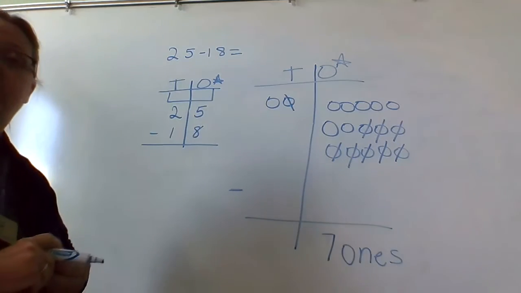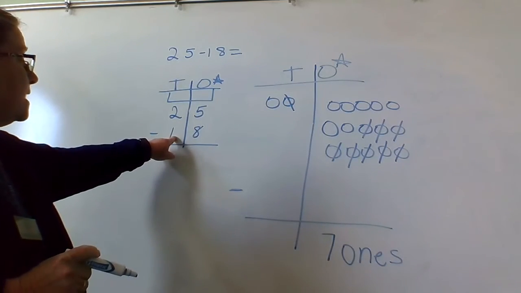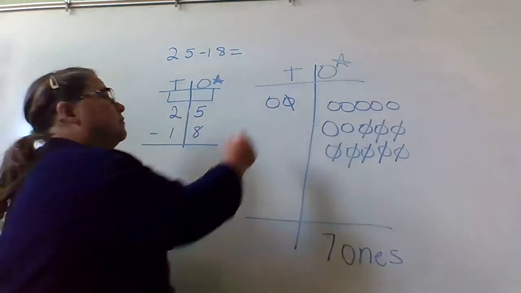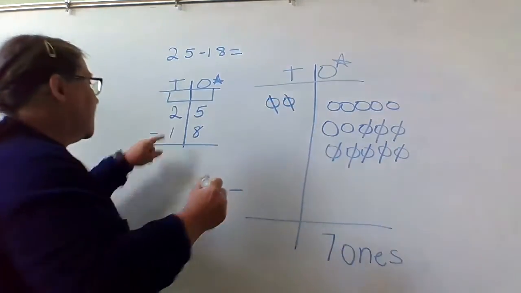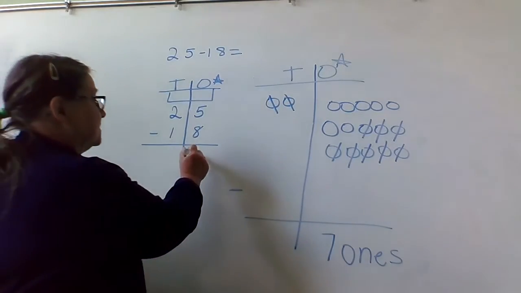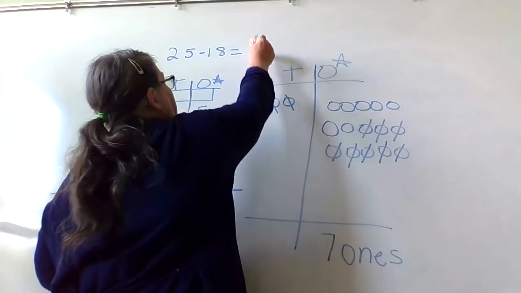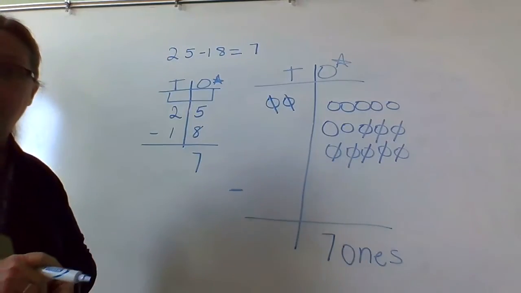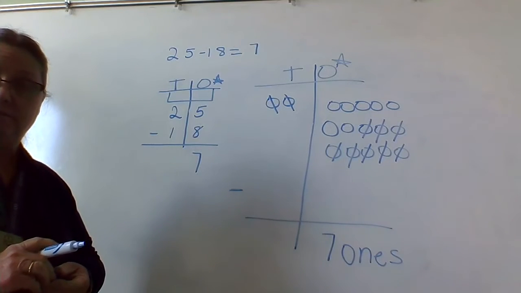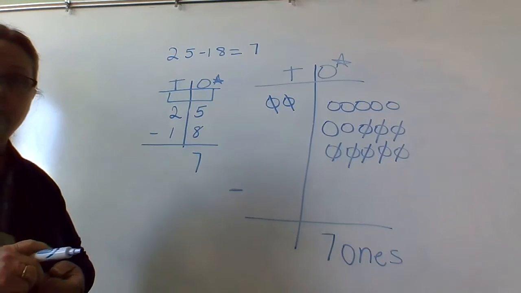Now I'm ready for my 10s. Got 1 10 and 18. I've got to subtract. Oh, look at that. I got to cross off this 10 because that's that 1 right there. I don't have any 10s left. So my answer is 7 1s. Okay?